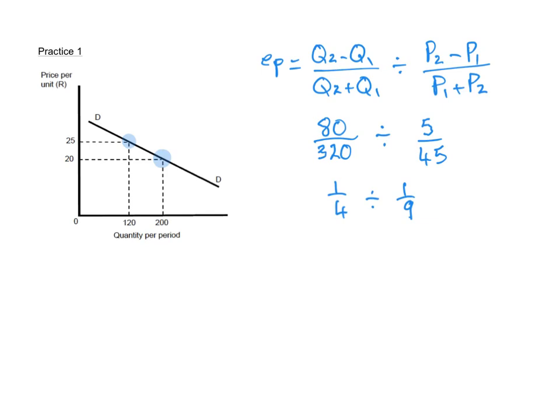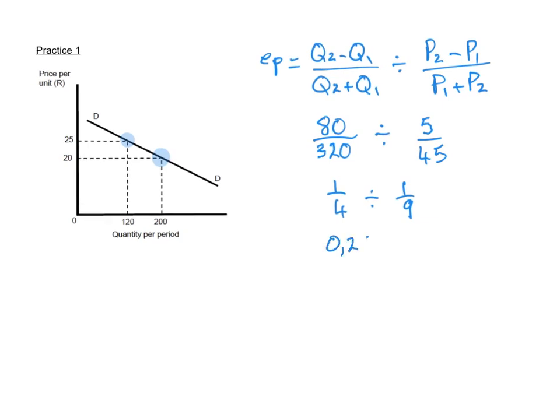But if you simply take 80 over 320, you would get 0.25. And that then is divided by, so 5 over 45 gives us a result of 0.11. And when you put that into your calculator, you get to a final result then of your price elasticity coefficient is equal to 2,27. So this elasticity coefficient is greater than 1. That means the demand for the product is elastic.